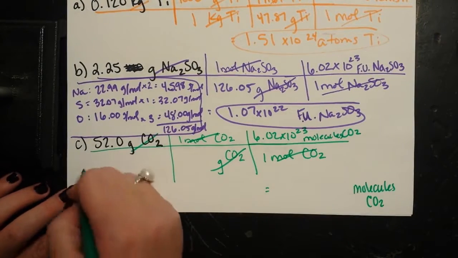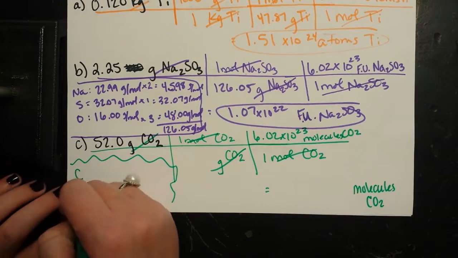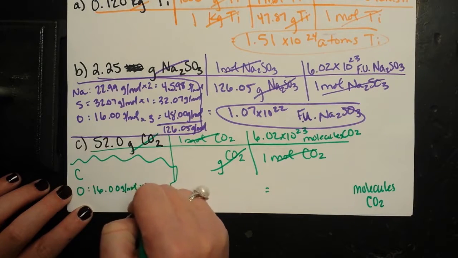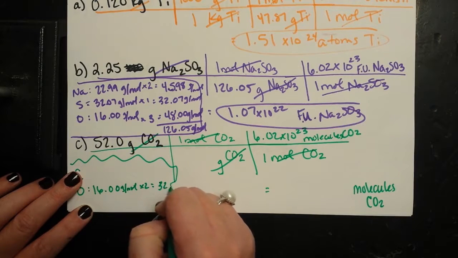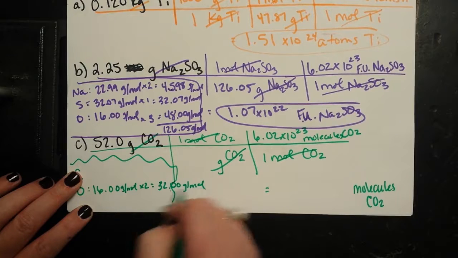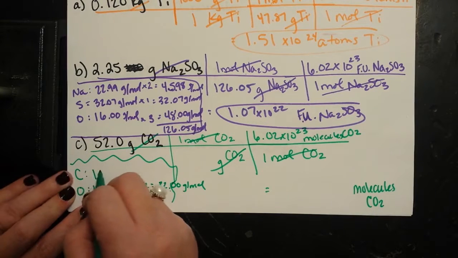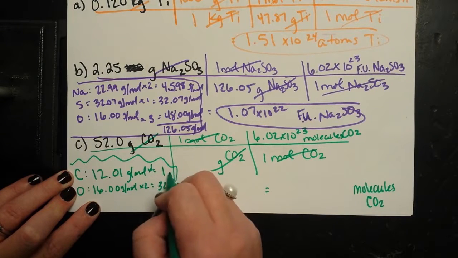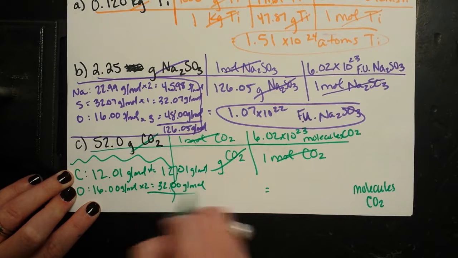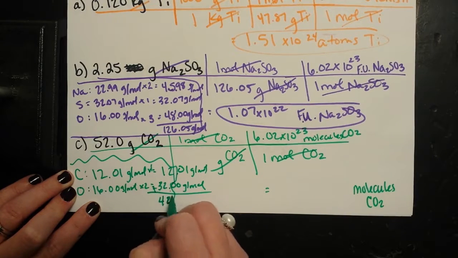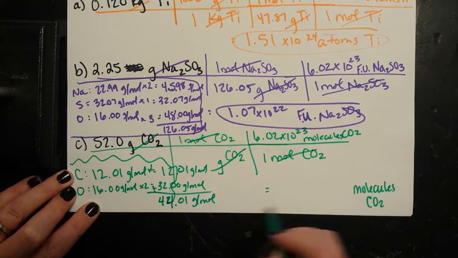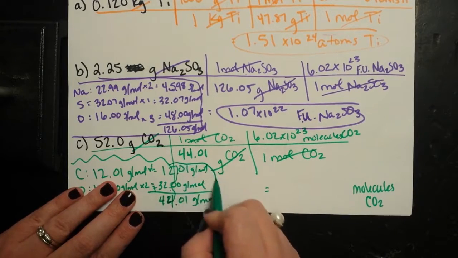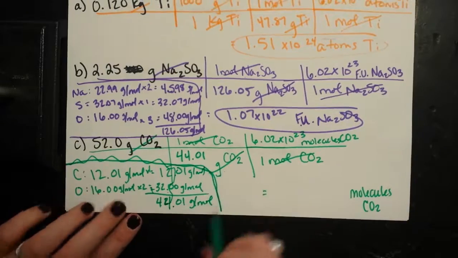We still need to find the molar mass. We've got carbon and oxygen. Oxygen has a mass of 16 grams per mole, and we've got 2 of them, so this is going to be 32 grams per mole. I didn't give myself enough space, sorry about that. Carbon has a mass of 12.01 grams per mole, and we just have 1 of them. If you add those up, we get a mass of 44.01 grams per mole. So there's 44.01 grams of carbon dioxide for every mole of carbon dioxide.